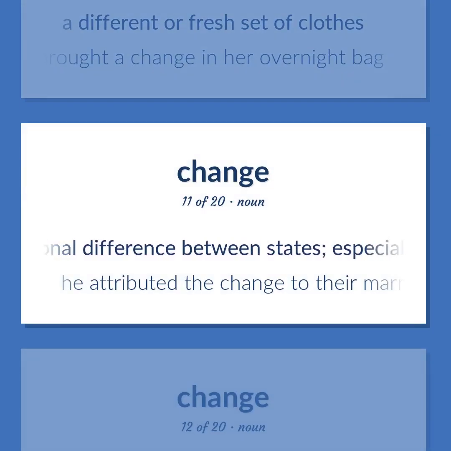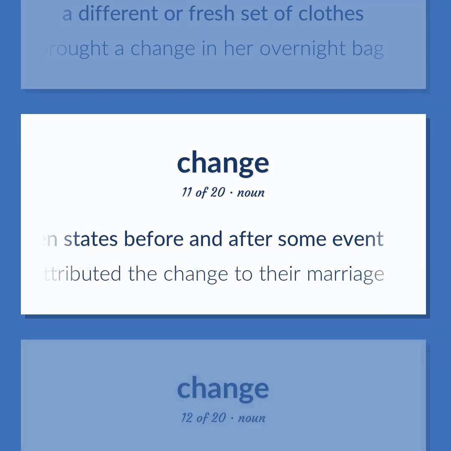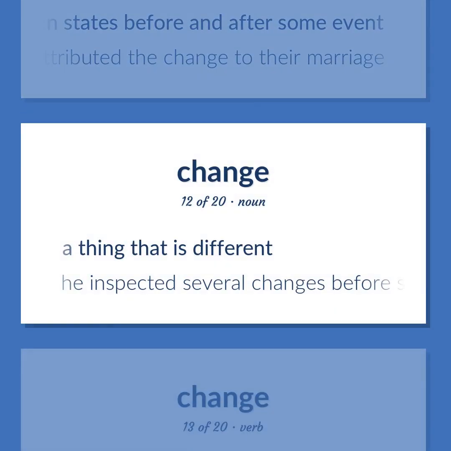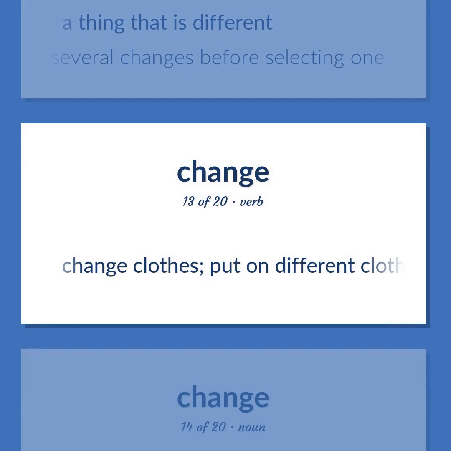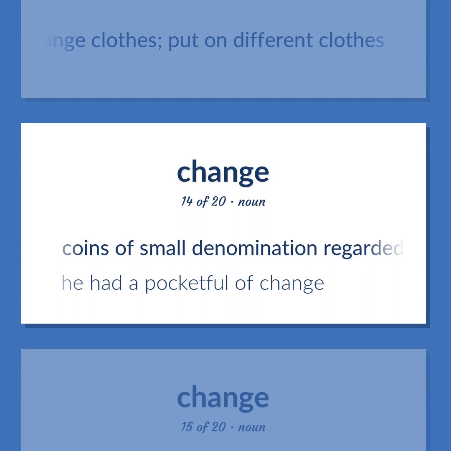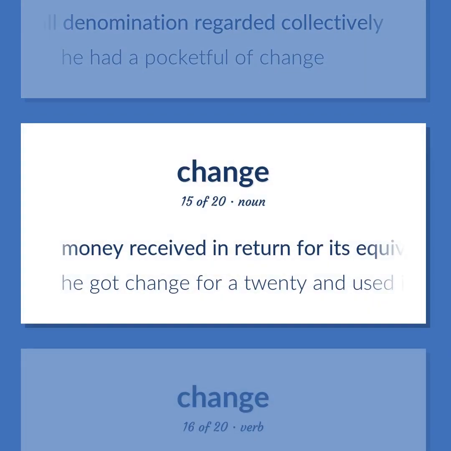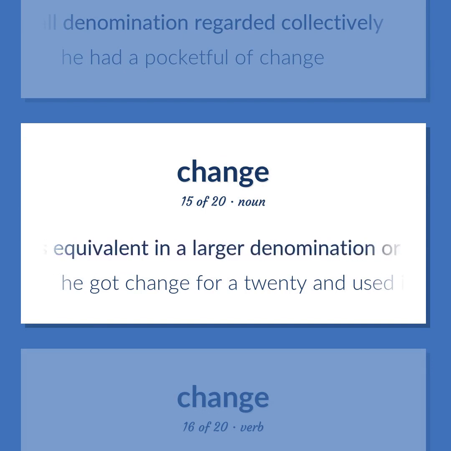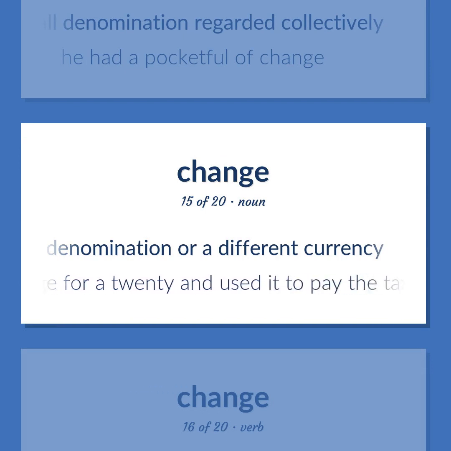A relational difference between states, especially between states before and after some event. He attributed the change to their marriage. A thing that is different. He inspected several changes before selecting one. Change clothes. Put on different clothes. Coins of small denomination regarded collectively. He had a pocketful of change. Money received in return for its equivalent in a larger denomination or a different currency. He got change for a 20 and used it to pay the taxi driver.